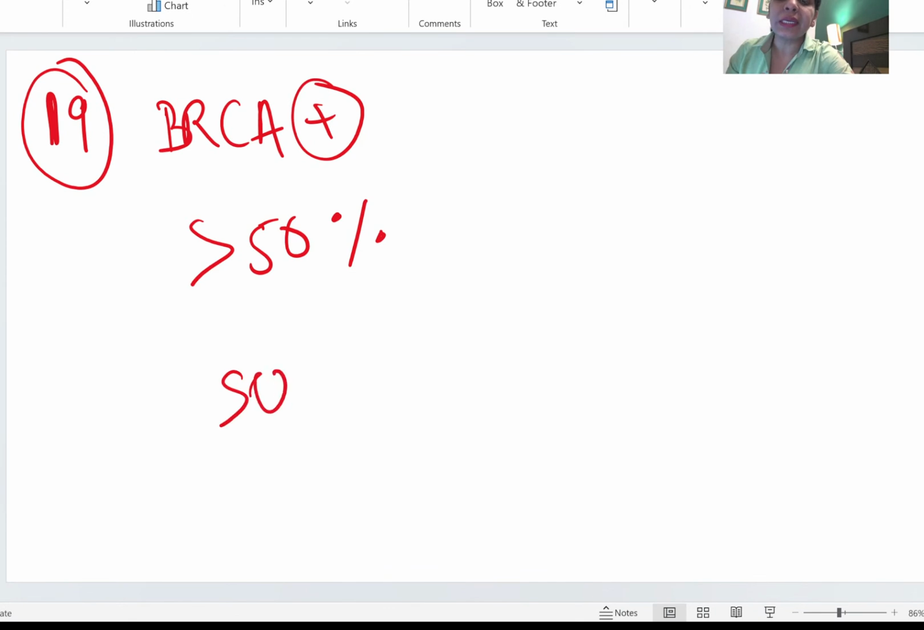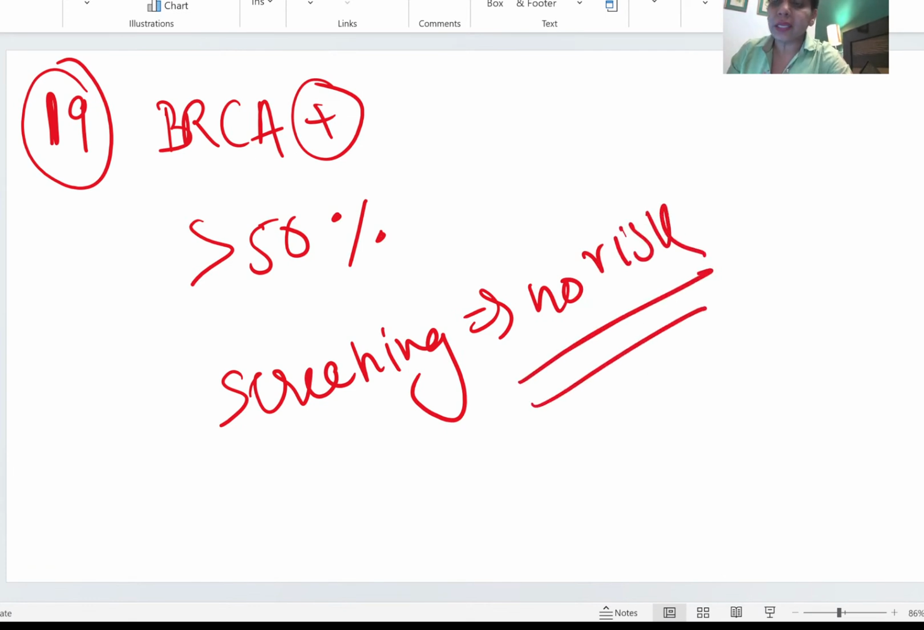Screening is done in the patients who have no risk, no symptom. If BRCA is positive, the risk is 50%. Screening is done in normal population. It is very important.